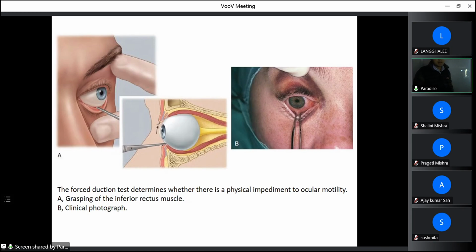I think they have asked, what is force reduction test? Force reduction test is used to identify or check the motility of the eyeball, and mostly it is used to check the entrapment of inferior rectus muscle. It can be done by holding the inferior rectus muscle and moving the eyeball in all the directions. If you can move the eyeball in all directions, it indicates that the force reduction test is negative and there is no entrapment of muscle. If you could not move the eyeball, then it indicates that the force reduction test is positive and the inferior rectus muscle is entrapped.